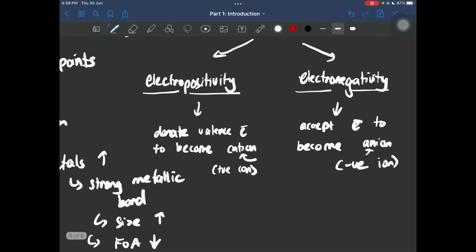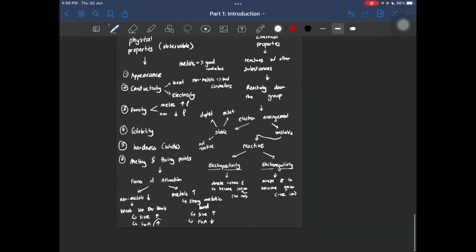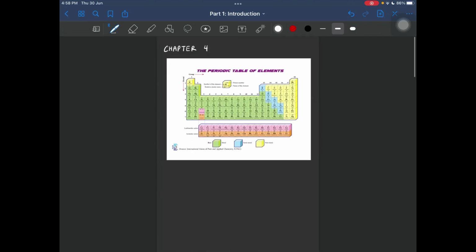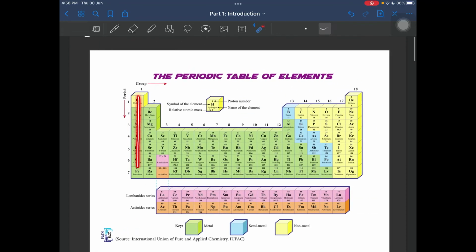So it is dependent on electropositivity and electronegativity, and we will look at how the electropositivity and electronegativity change when we are going down the group. And of course, when we talk about the group, we're actually talking about the group in the periodic table, which is the vertical columns, right?